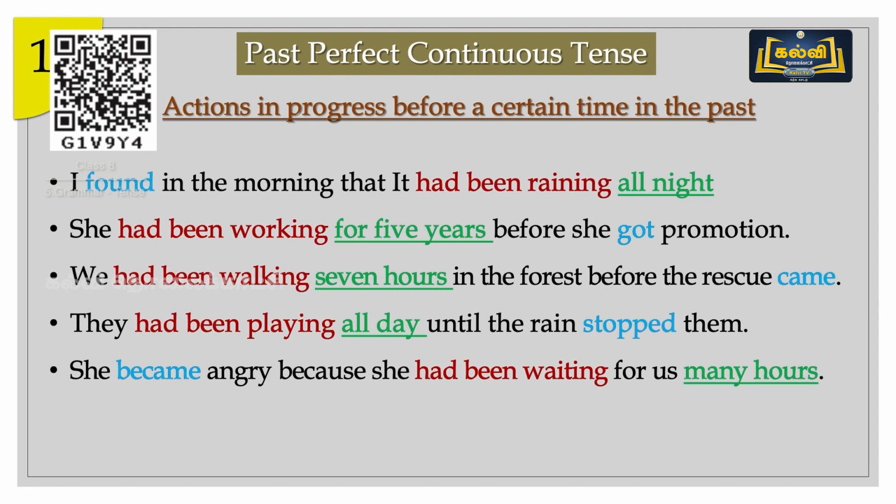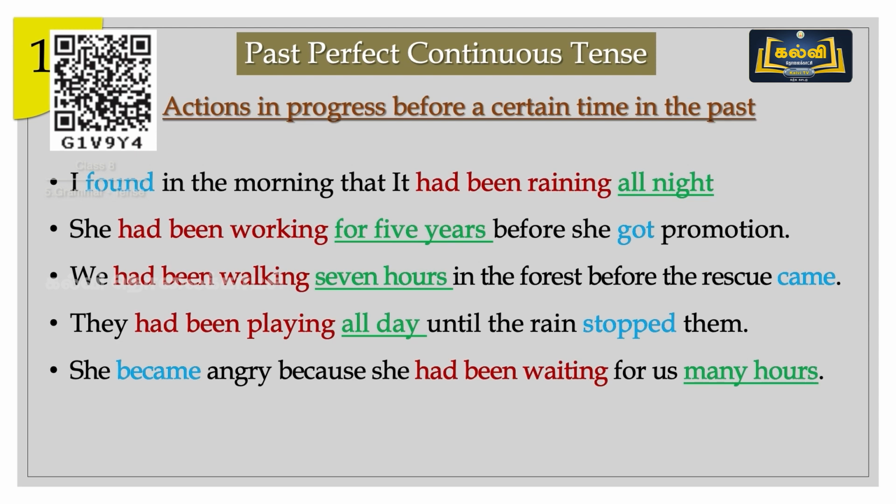And next one, past perfect continuous tense. Now we are going to look at the difference between past perfect continuous tense and past continuous tense. Actions in progress before a certain time in the past. For example, I found in the morning that it had been raining all night. So when you just open the window and look outside, it was raining all day. So you're expressing that since it was a continuous action for a certain period of time, you predict that it rained the whole night.